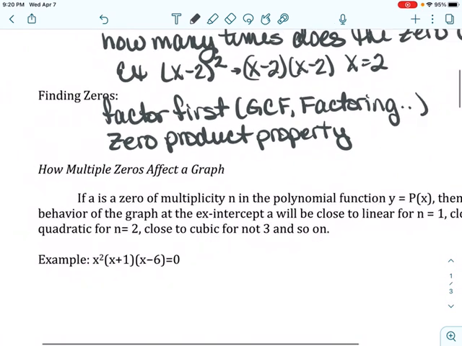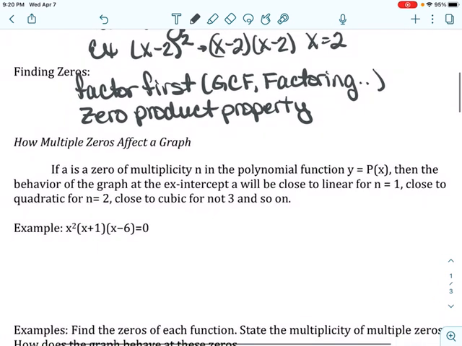All right, so here is our theorem, or our statement about multiplicity. If a is a zero of multiplicity n in the polynomial function y equals p of x, then the behavior of the graph at the x-intercept a will be close to linear when n is 1, close to quadratic when n is 2, cubic when n is 3.